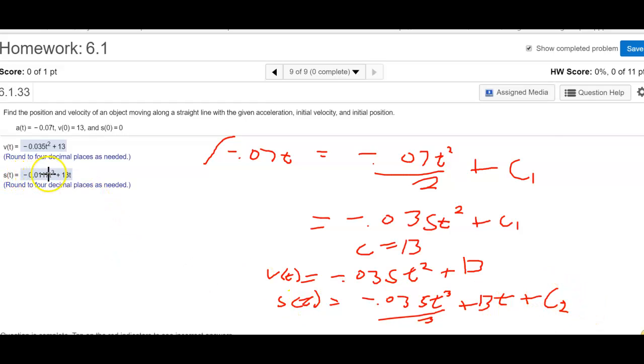And what you're left with is negative 0.0117t cubed plus 13t. Now, if you didn't know the initial position and the initial velocity as you went along here, you would just be left with these constants here. And when we got done, we would have had this negative 0.035t cubed over 3 plus some constant times t plus some other constant. We would have two unknowns. But we don't, because we had initial values that we were able to use.